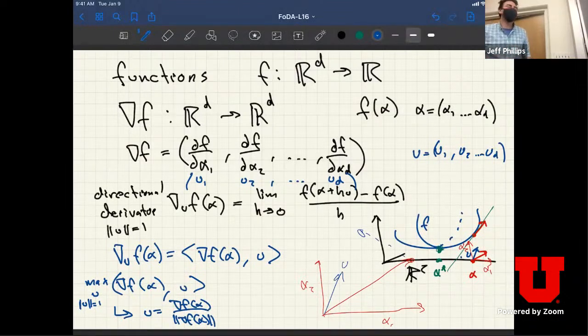Oh, it's the norm of the gradient at alpha. That's the norm. I'm forcing you to be a unit vector, norm 1. What you do is you take that vector and you scale it by 1 over its norm, and that causes the norm to be 1.